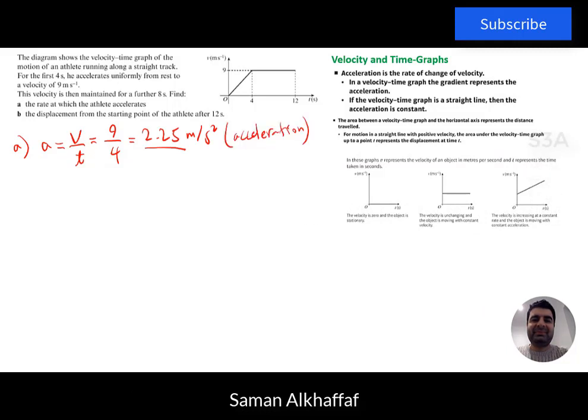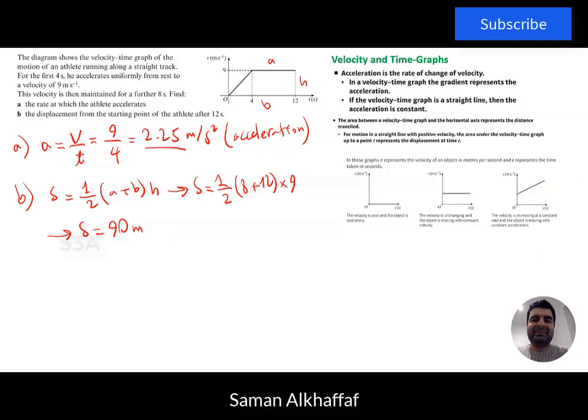Now for part B, we are asked to find the displacement from the starting point of the athlete after 12 seconds. For us to find that, we can see that the area under the velocity time graph represents the displacement. So we can say S can be represented by the area of the trapezium, which is half multiplied by (A plus B) times H. So this region represents A, this represents B, and this is the H. So we would have S equal to 12 meters. This is at time 12 seconds, and this will be our answer.